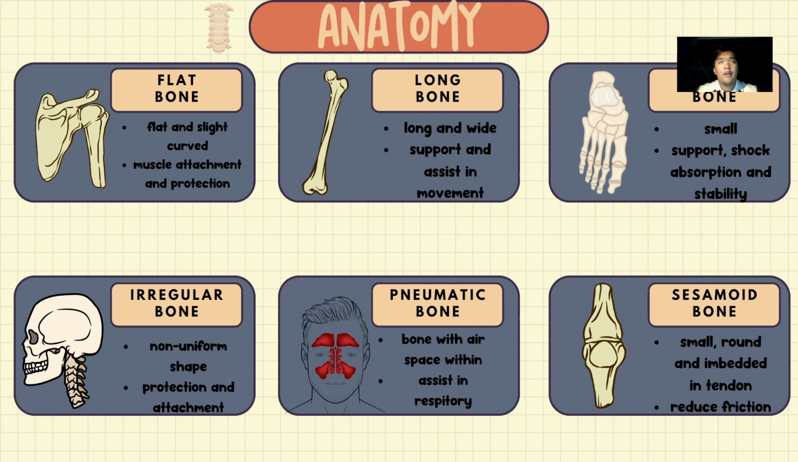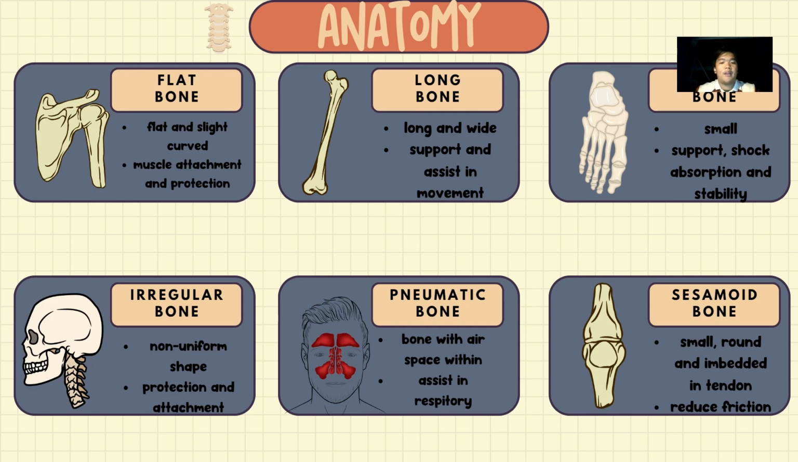And our long bone, for example, is the femur, which is long and wide. And if you want to know, our femur is our strongest bone, which needs 100 pounds of weight to at least break the bone. And next is our short bone, which we can find in our palm or in our feet, which are the tarsals and the carpals. And an irregular bone is a non-uniform shaped bone, where it protects our brain because it is the skull, our skull.